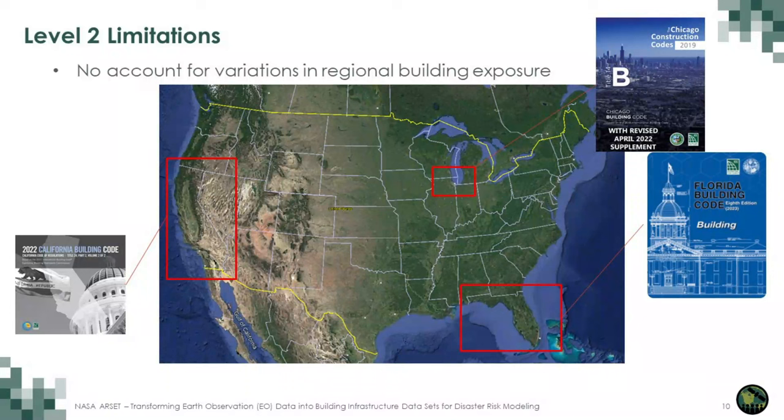There's just a map of the US. The hazard in Florida is much different than the hazard in Chicago, which is much different than the hazard on the West Coast. So based on these hazards, there's going to be variations in building. There's going to be seismic design in California, but you're not going to get that type of design in Florida, which is designed for a hurricane. So we don't have these region-specific building mapping schemes at a national level.